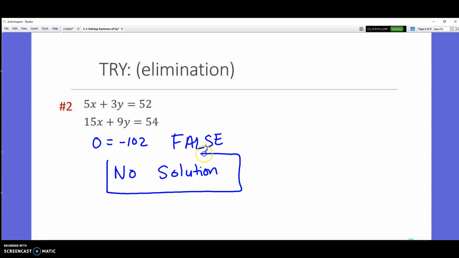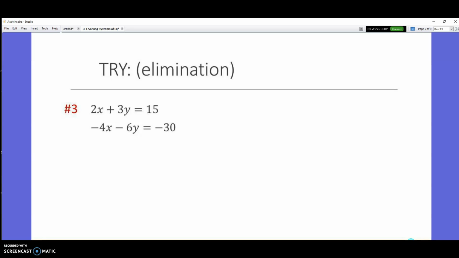So there's no solution for this system. There's no number that you could plug in for x and y that would make both of these equations true. So this is no solution. If we classify this, we would say that it is inconsistent. And then if it's inconsistent, we cannot say whether it's independent or dependent because both of those require a solution. Okay, so go ahead and try the next one as well. Pause the video, try this one out.